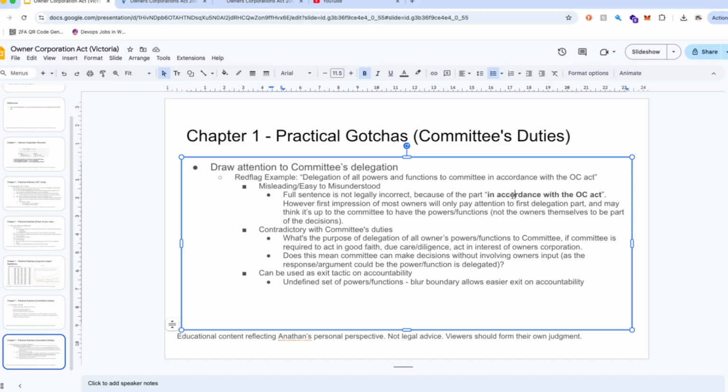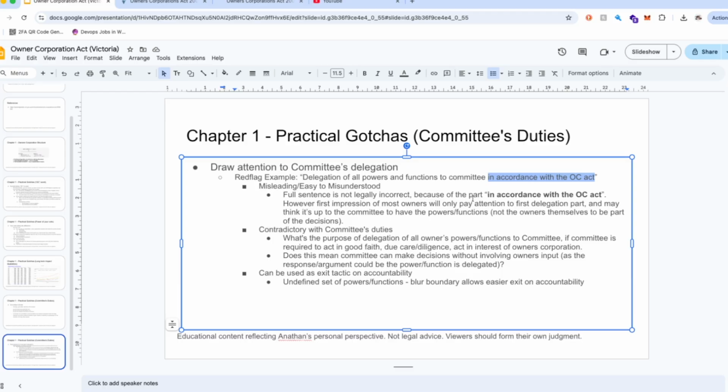So when this statement is made, whoever proposed this term knows that without this part at the back, it would be violating the OC Act. It would be an illegal term without this post part. What's interesting is how this is phrased. By adding this to the end, it will make it not legally incorrect.